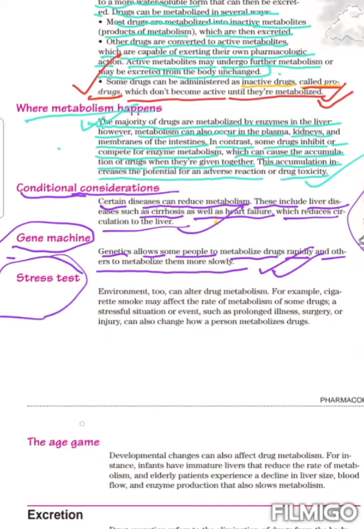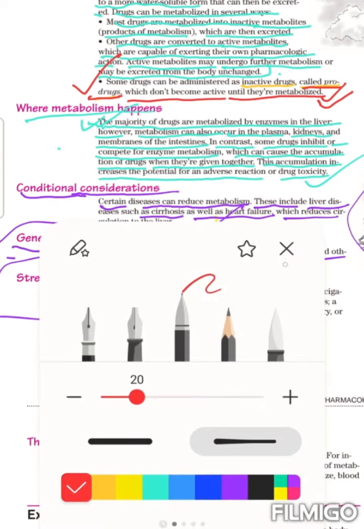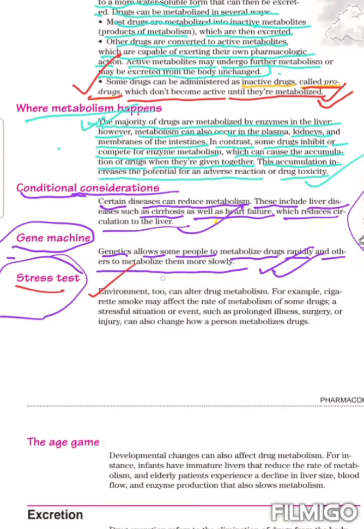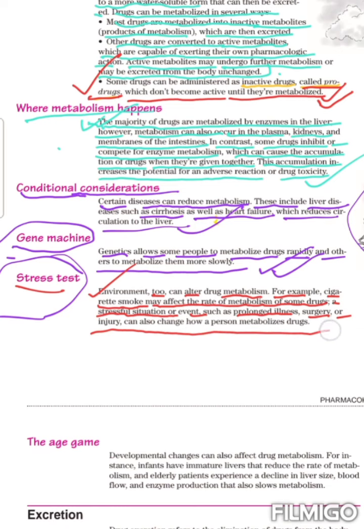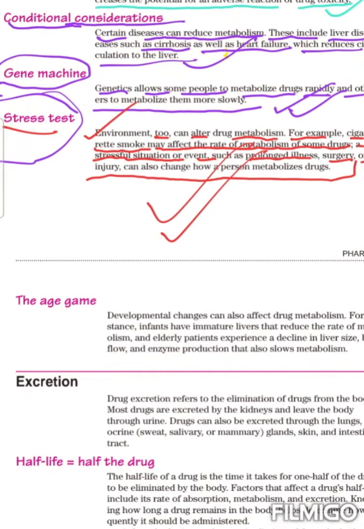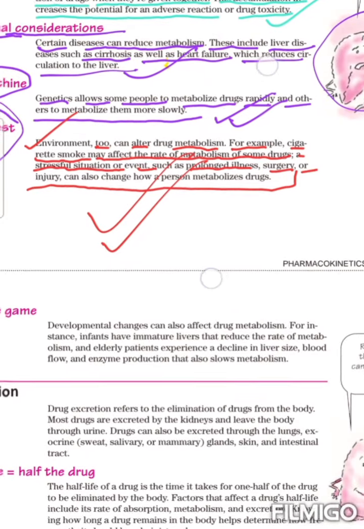And stress test. Environment too can alter the drug metabolism. For example, cigarette smoke may affect the rate of metabolism of some drugs. A stressful situation or event such as prolonged illness, surgery, or injury can also change how a person metabolizes drugs. Okay, now it's very easy. There's nothing to explain in this. You can just read it and you can easily understand what it's showing.